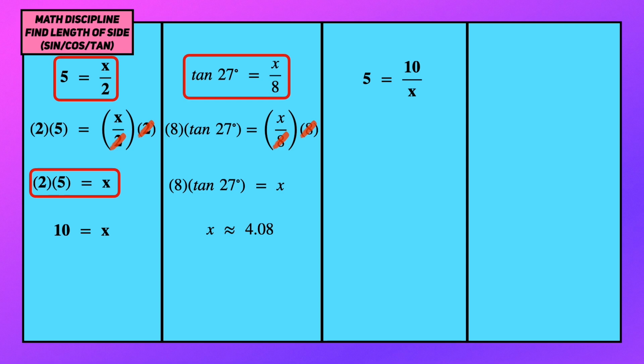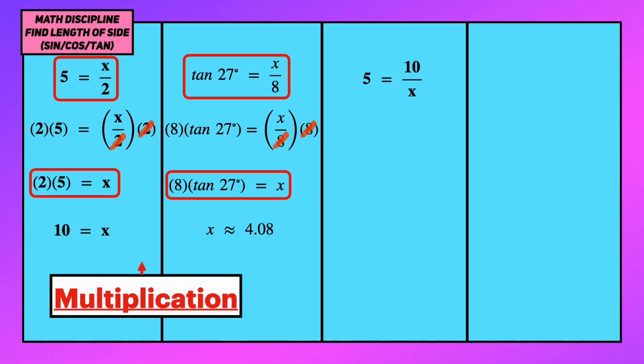When we started this problem, the variable x was on the top of our fraction. In order to isolate the x, we moved the denominator 8 to the left and multiplied. So when the equation consists of a number which is equal to a fraction with the variable in the numerator, which means the top of the fraction, you just move the denominator, the number on the bottom of the fraction, to the left and you do multiplication.